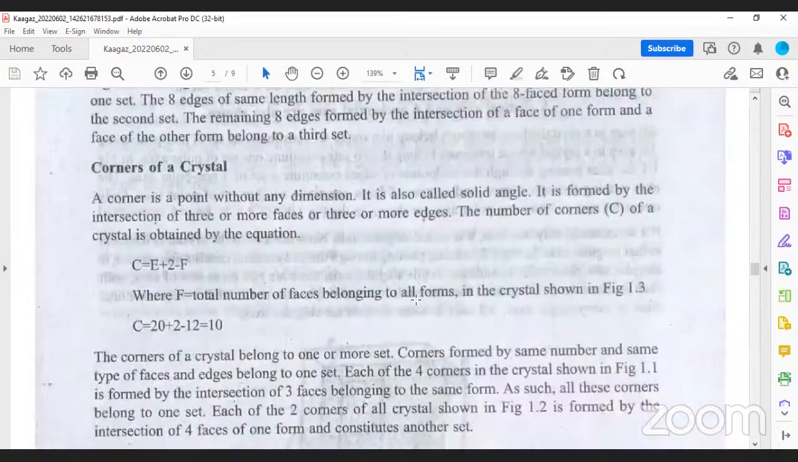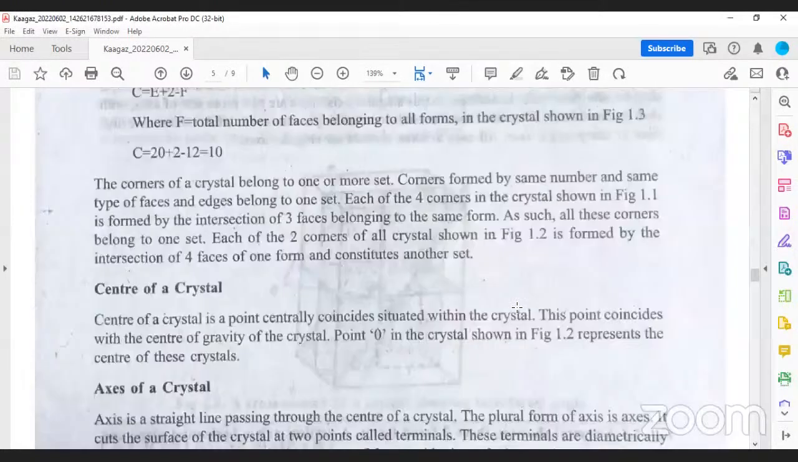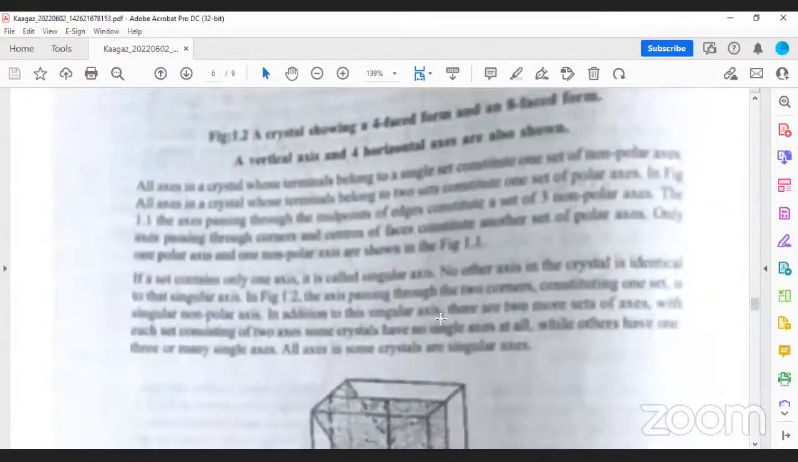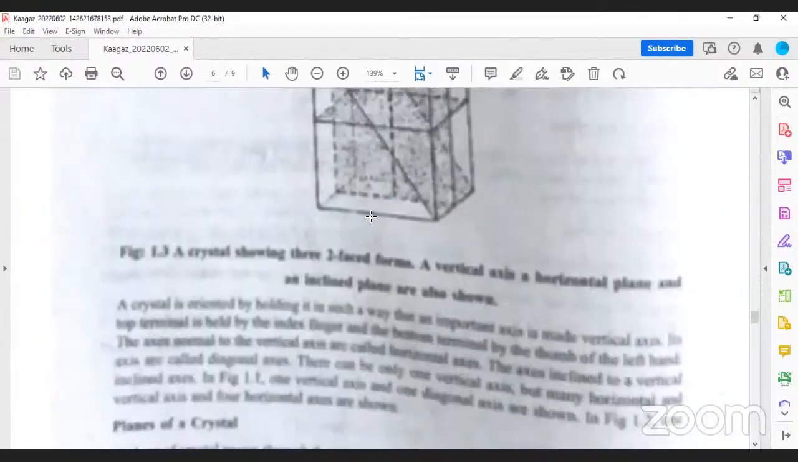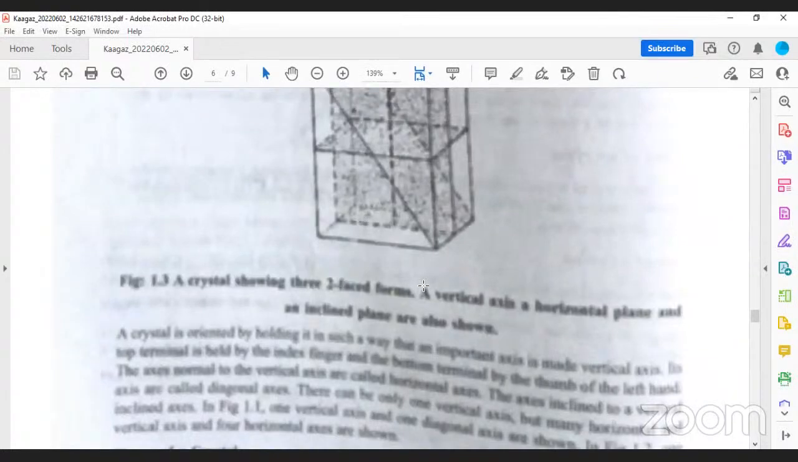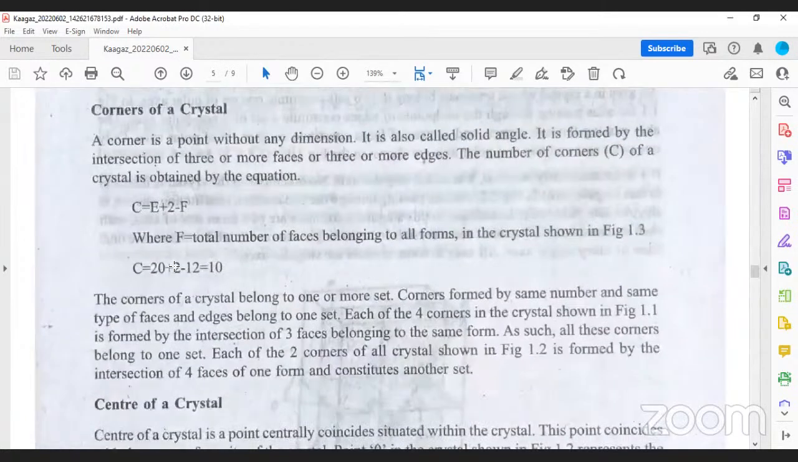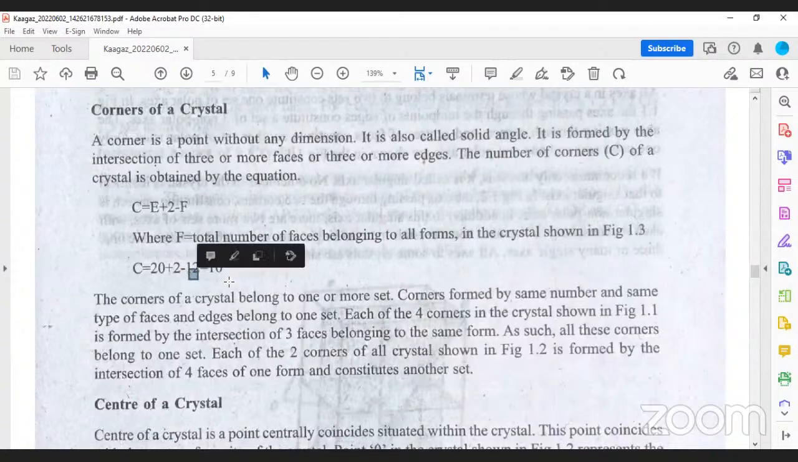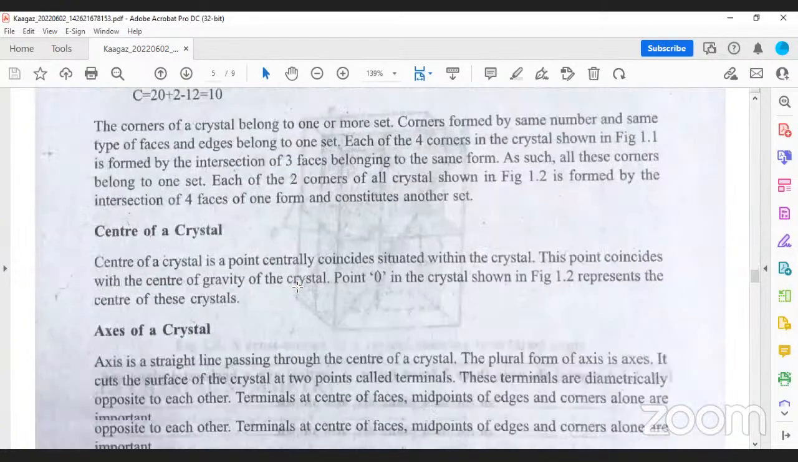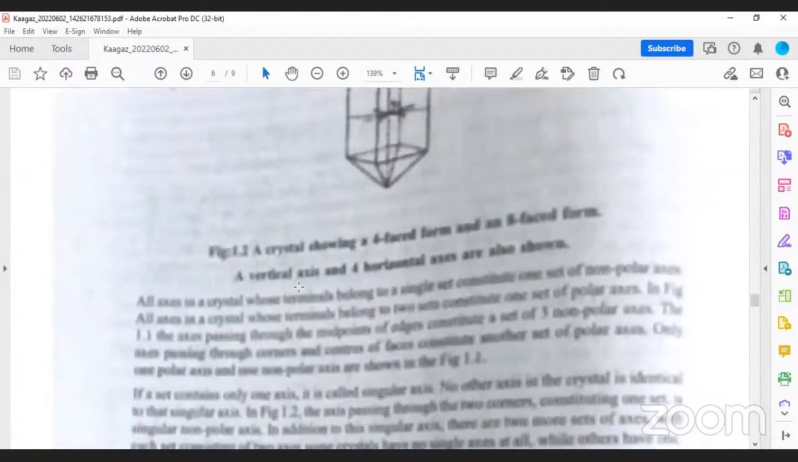Where F is the total number of faces belonging to all forms. The crystal shown in figure 1.3, you can see here, here you can observe a two-faced form. And how many edges? 20 edges plus 2 minus 12. There are 12 faces here.